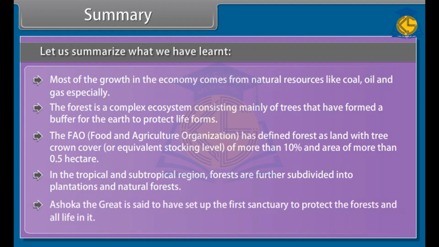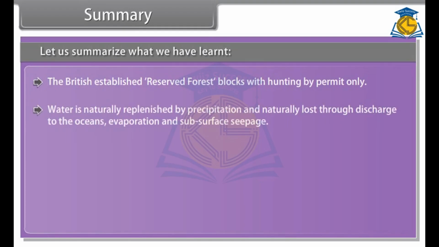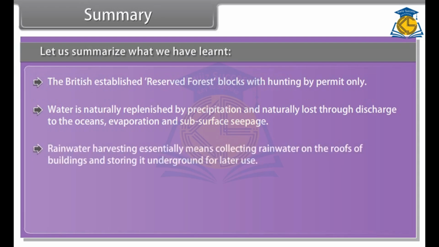Ashoka the Great is said to have set up the first sanctuary to protect the forests and all life in it. The British established reserved forest blocks with hunting by permit only. Water is naturally replenished by precipitation and naturally lost through discharge to the oceans, evaporation, and subsurface seepage. Rainwater harvesting essentially means collecting rainwater on the roofs of buildings and storing it underground for later use.